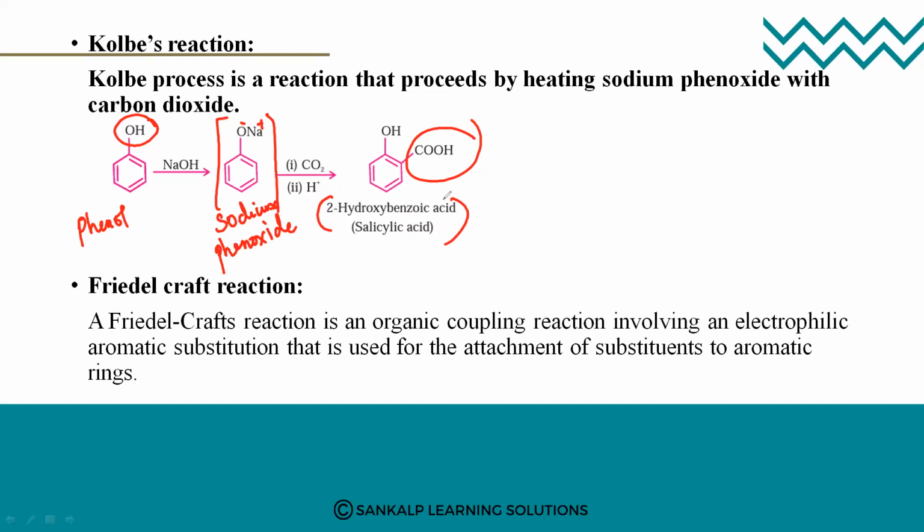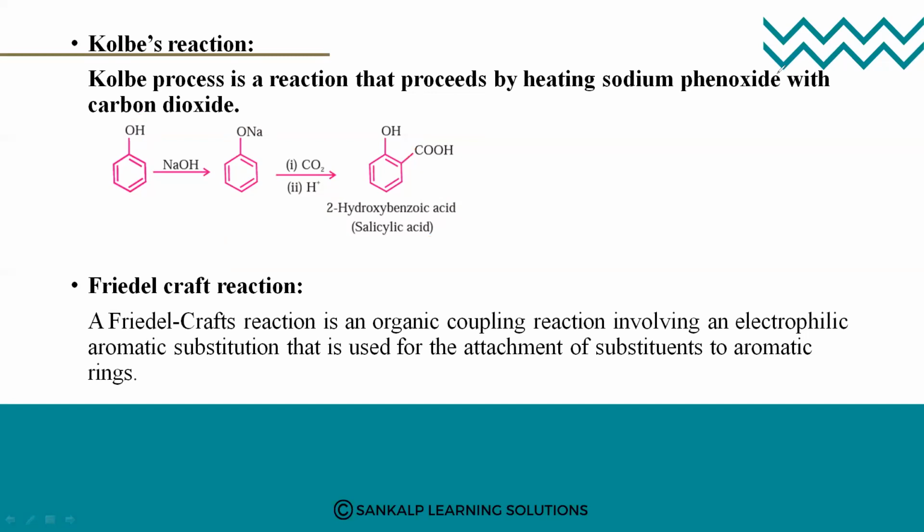So when you convert phenol to an aldehyde, it is salicylaldehyde, and it is the Reimer-Tiemann reaction. When you convert your phenol to a carboxylic acid, it is called salicylic acid, and the reaction is the Kolbe reaction. So, one more very important reaction.